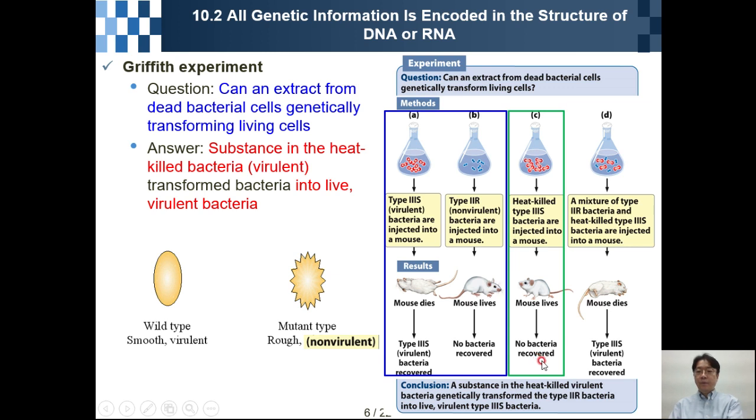However, when a mixture of R-type bacteria and heat-killed S-type bacteria was injected into the mice, the mouse died. And from the dead mice, people found S-type bacteria. So the answer was that a substance in the heat-killed bacteria transformed the mutant bacteria into live and virulent bacteria. So this is the answer.